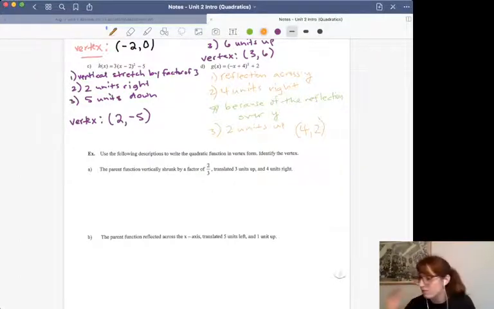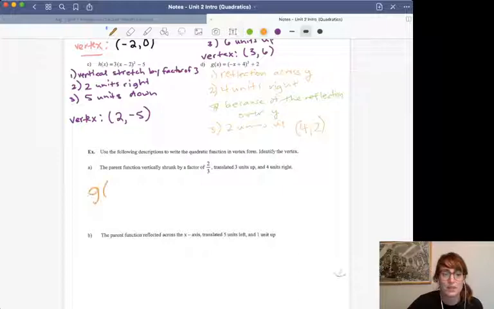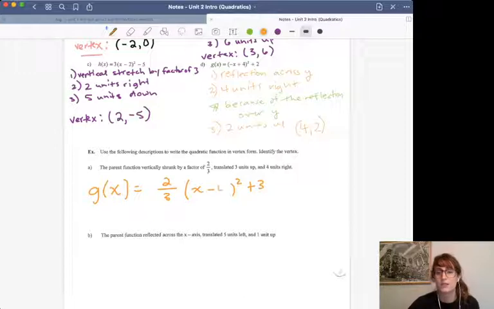All right, so now we're gonna do kind of the opposite of what we just did, where we're gonna take the descriptions and write a function that describes it. So we're using that same parent function, x squared. Now if we're vertically shrinking by a factor of 2/3, we can call this g of x, and there's going to be a 2/3 in front of the grouping symbol. Okay, so the 3 units up is going to be outside of the grouping symbol, and 4 units right is a -4 inside of the grouping symbol.